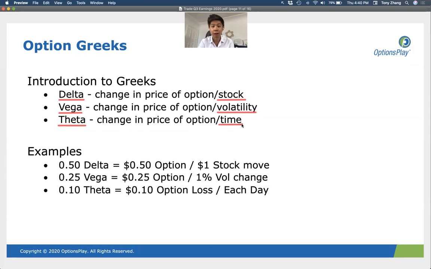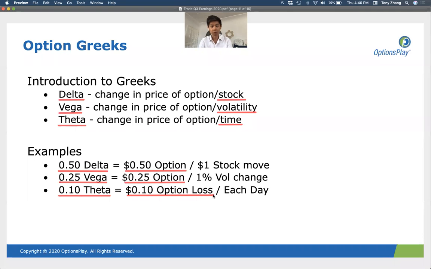So whenever we talk about an option that has a delta of 0.5, that means if the stock moves up or down by $1, the value of your option will move by 50 cents, half as much. That's the delta of 0.5; it tells us the sensitivity of the option to the movements of the underlying stock. If you see a vega of 0.25, that means for every 1% change in the implied volatility of an option, the value of that option will increase or decrease by 25 cents, a quarter of the sensitivity. And lastly, if you have a theta of 0.1, that means for every day that passes, your option will lose roughly 10 cents a day.